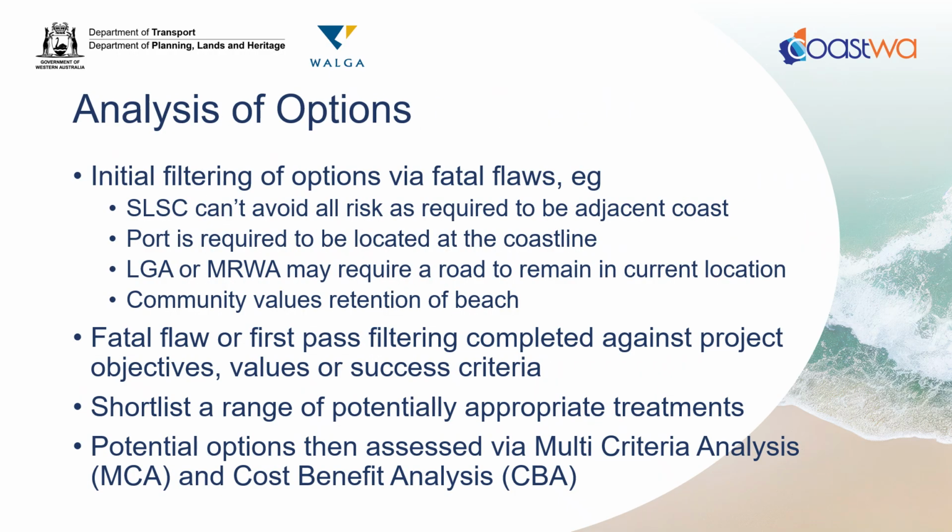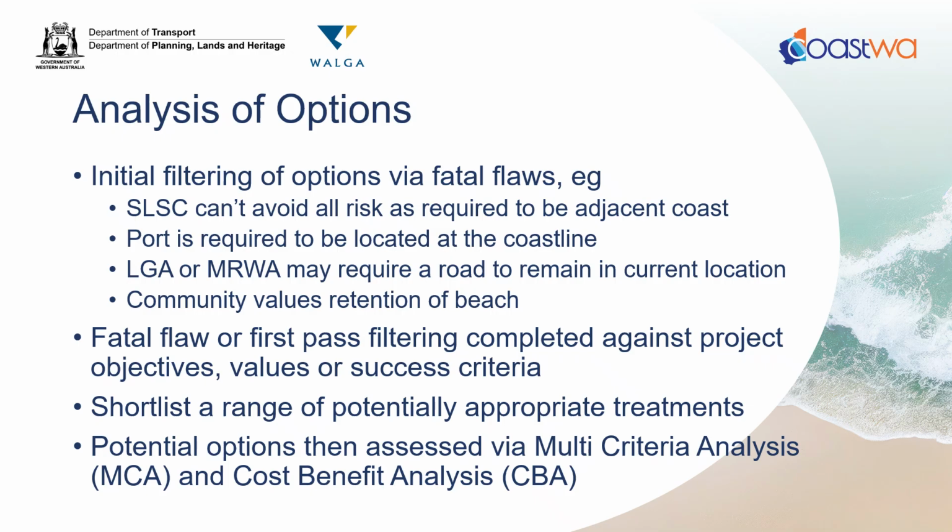So in that analysis of options, we initially filter our wide range of options, considering things like fatal flaws. And this looks at the objectives of our assets, the function of our assets, our coastal values and objectives, and ensures that they're complementary. So for instance, a surf lifesaving club, which is required to be located on the coastline, can't avoid all risks as it's required to be adjacent to the coast. A port is required to be located on the coastline. An LGA or main roads, for instance, may require a distributor road to remain in its current location, or a community may value retention of its sandy beach and loss of that beach may not be acceptable.